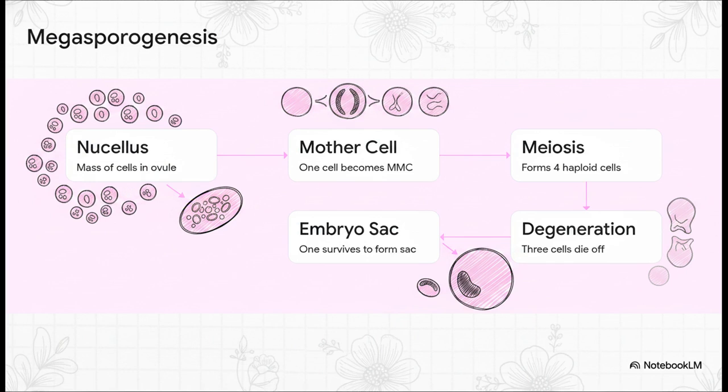Inside the ovule, there's a mass of cells called the nucellus. Out of all of them, just one single cell from the nucellus steps up to become the megaspore mother cell. It undergoes meiosis, creating 4 haploid cells. But here is the absolute genius of plant efficiency. We only need 1 female gamete in this space. So 3 of these cells just completely degenerate and die off. Only 1 survives, and it enlarges to form the entire female gametophyte or embryo sac. We call this highly efficient process monosporic development.